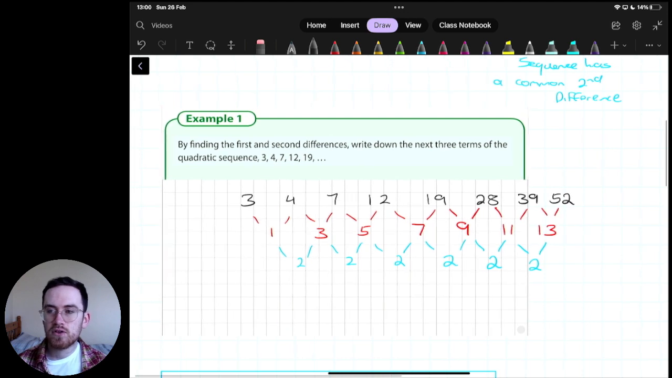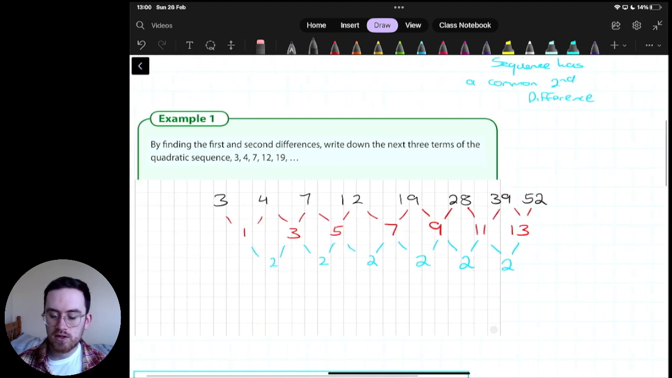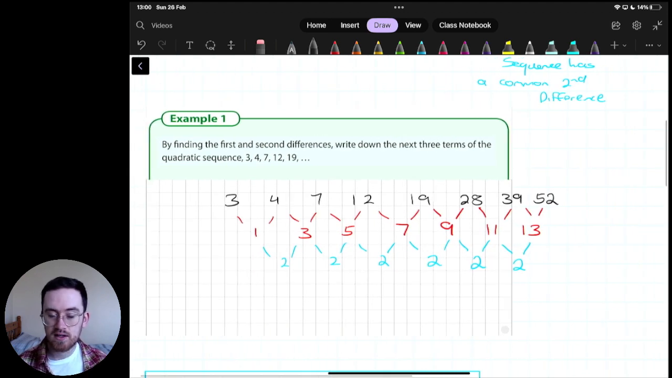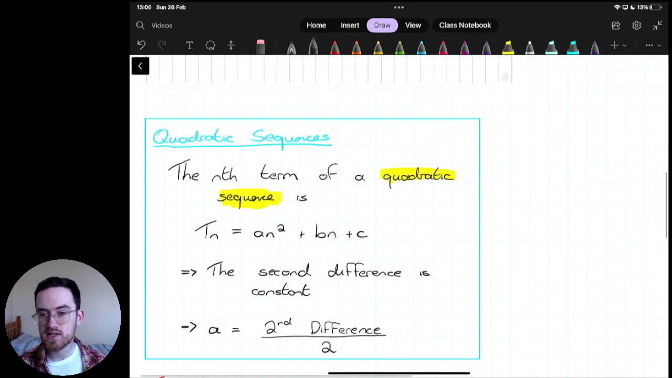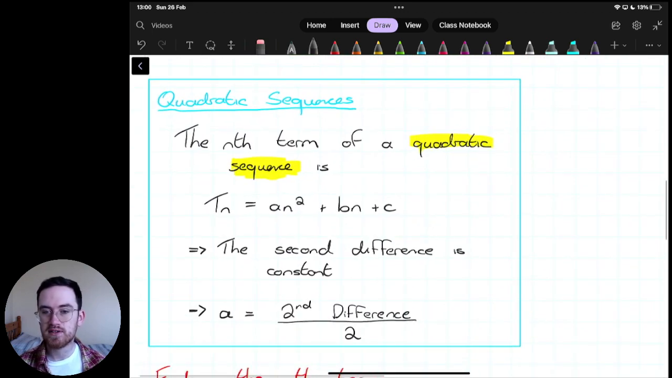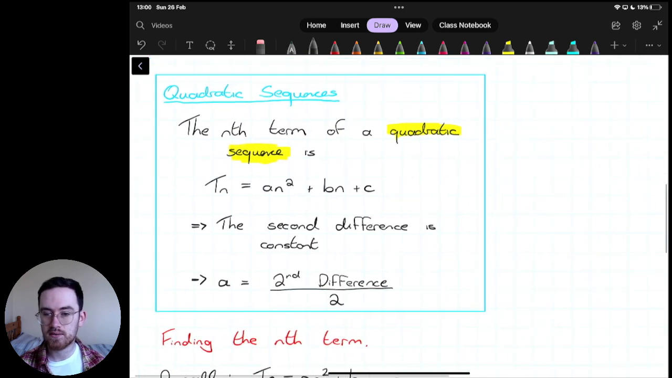Now, as we've done with everything we've looked at so far, with our arithmetic sequences and even the arithmetic series, there is a formula or a rule that we use when finding these terms. The quadratic sequences are exactly the same. We have a formula to find the nth term of a quadratic sequence. Tn is equal to an squared plus bn plus c.